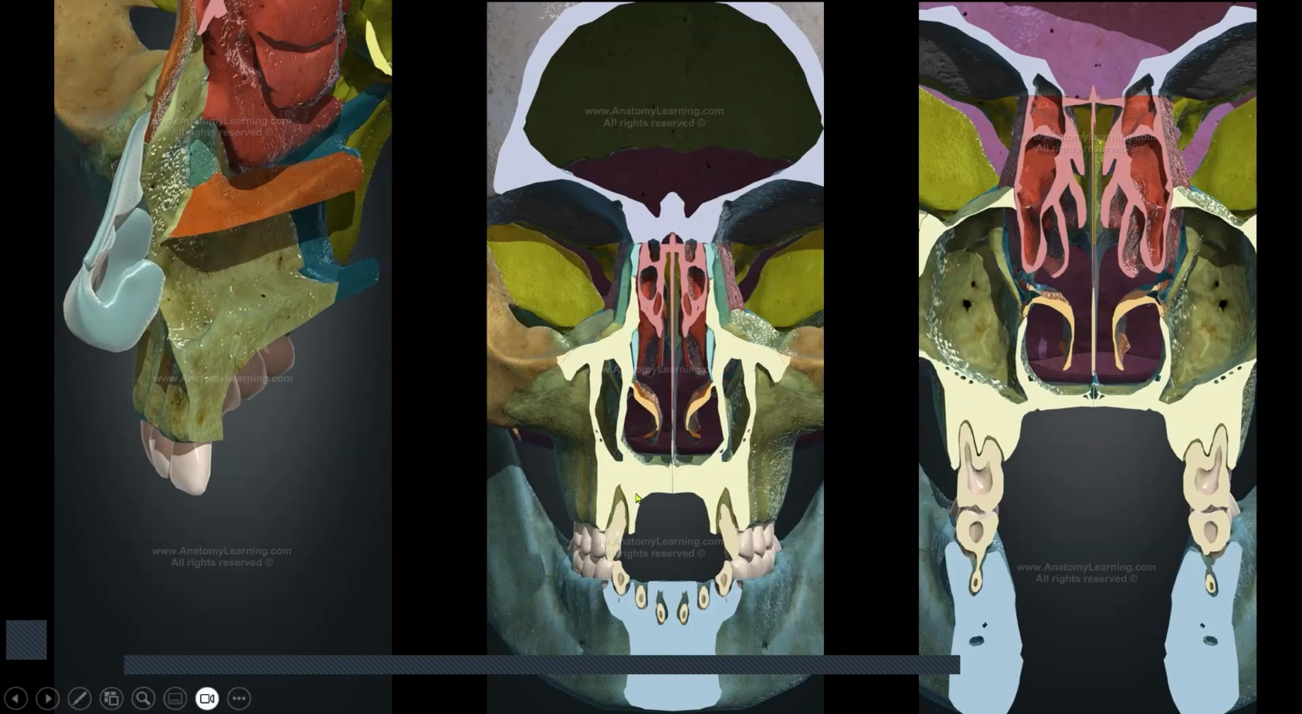Okay. In the different sections, when we come to the premolar region, this is the premolar section basically. In the premolar area, as we go backward, again we still have the nasal floor.